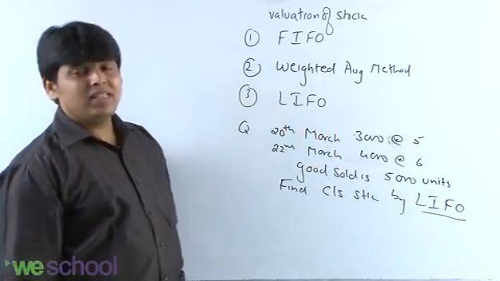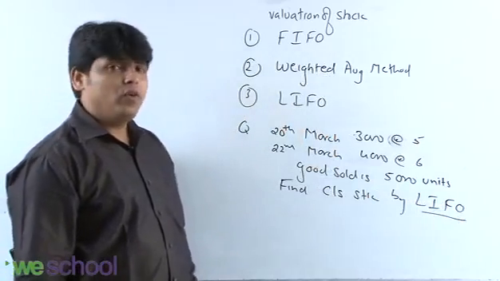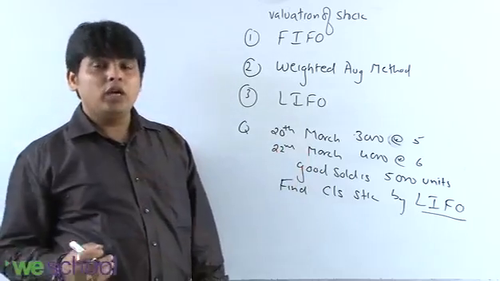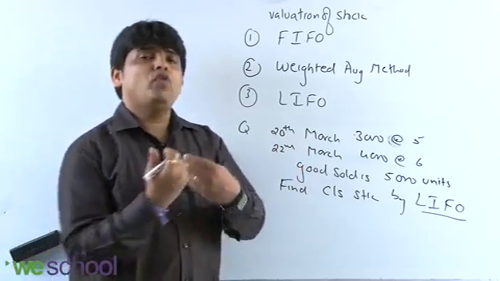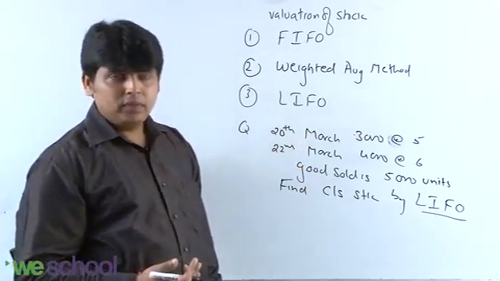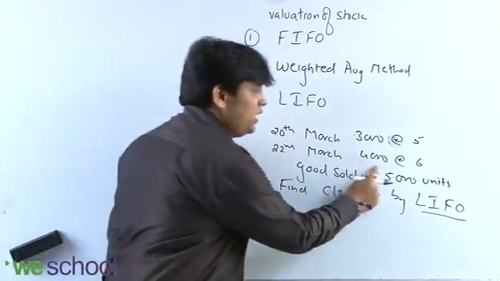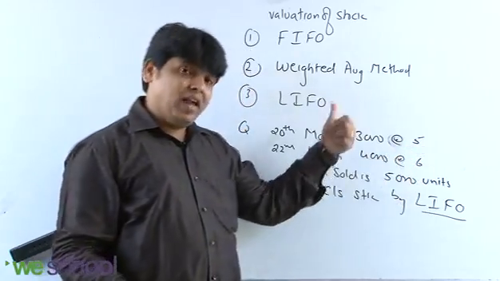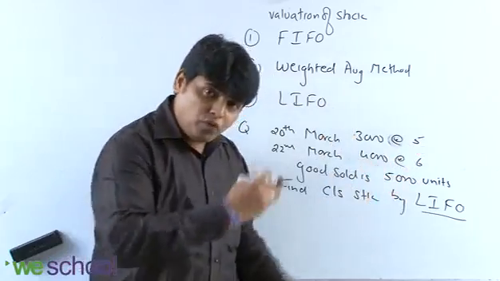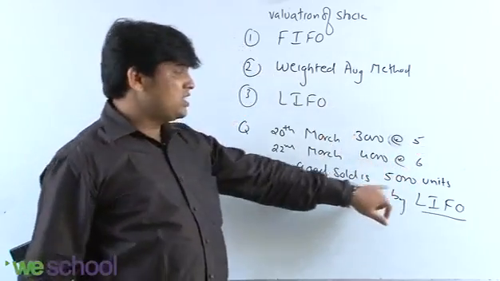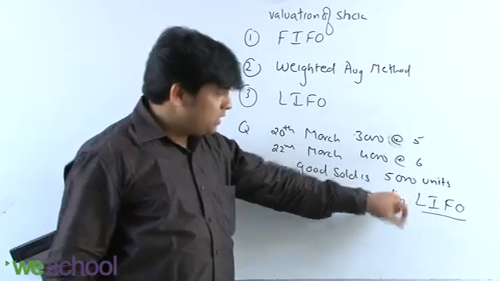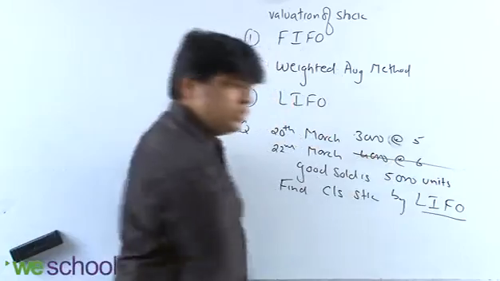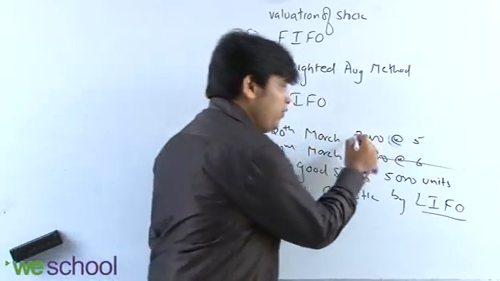What does the LIFO method say? You know the full form of LIFO? LIFO means last in, first out. जो last आया वो first जाएगा. Right? So last कौन सा stock आया? 6 रुपए वाला stock last आया और 5 रुपए वाला stock पहले आया था. So last stock will go first. There is a sale of 5,000 units, so you remove this 4,000 first, and the remaining 1,000 I remove from here.